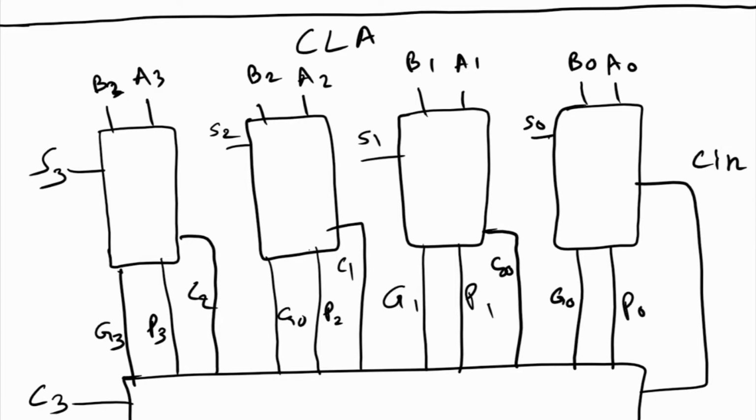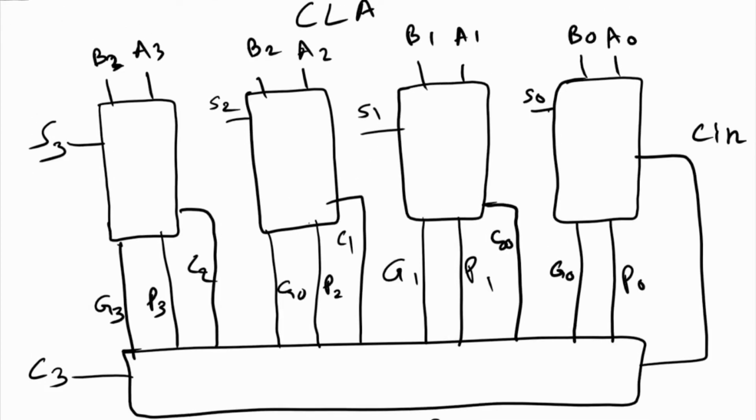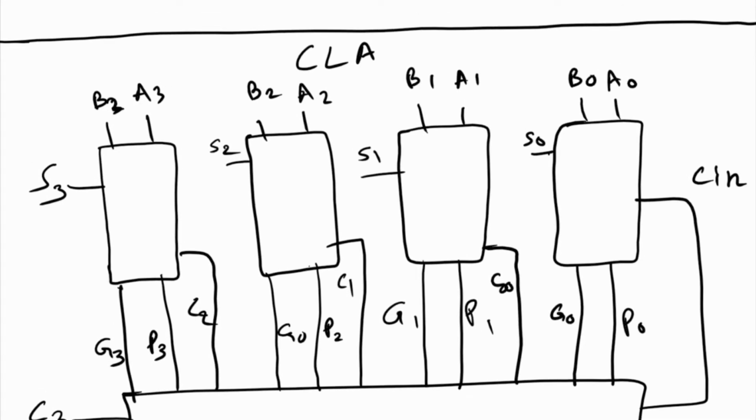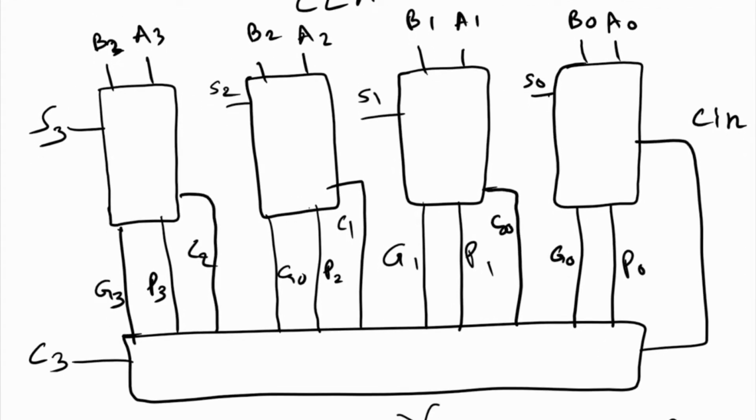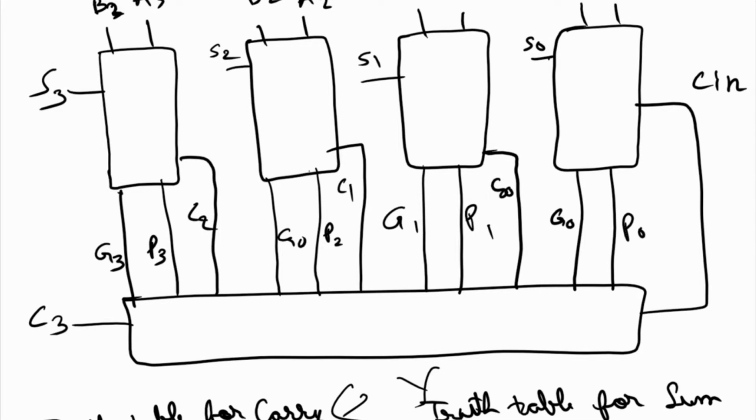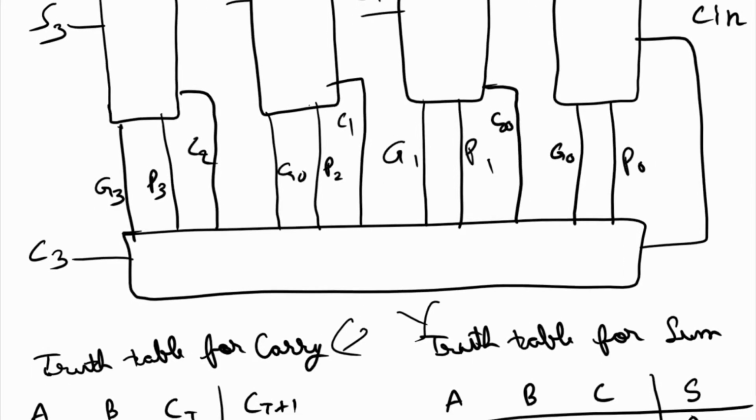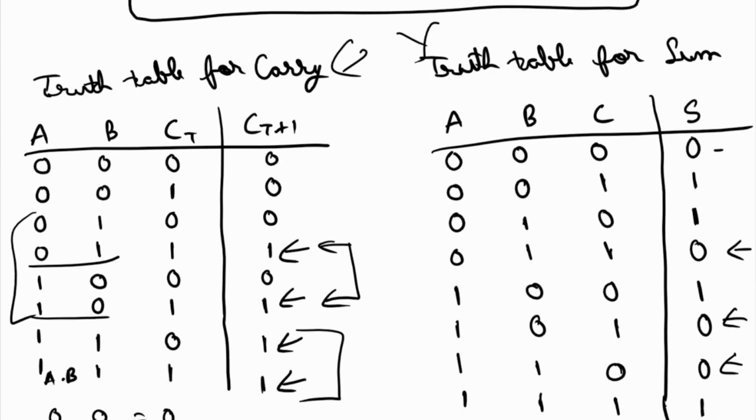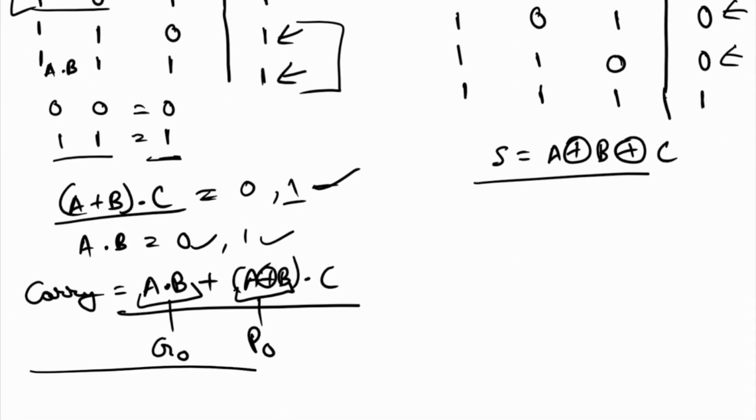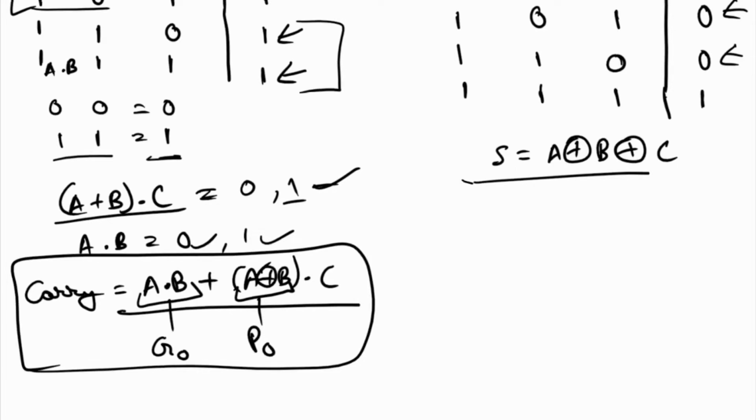So by looking at this diagram we can understand that we are getting output as P naught, G naught and S naught, and by using the formula we can directly use P naught and G naught to bring out our sum. So these are the two formulas which will help us.